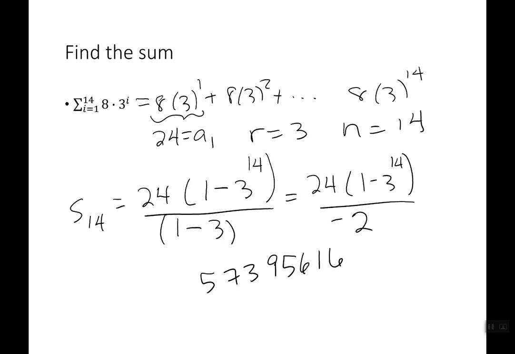Again, really big numbers because we're doing something that's geometric. I can put the commas in if that helps you to see that: 57,395,616.